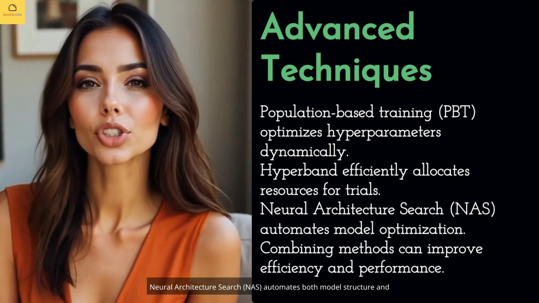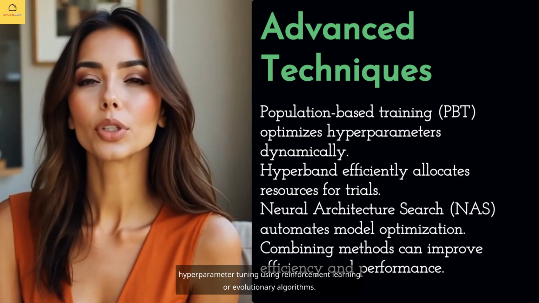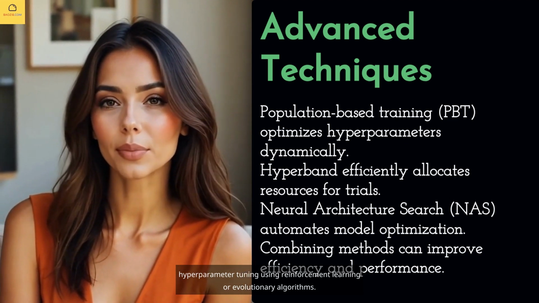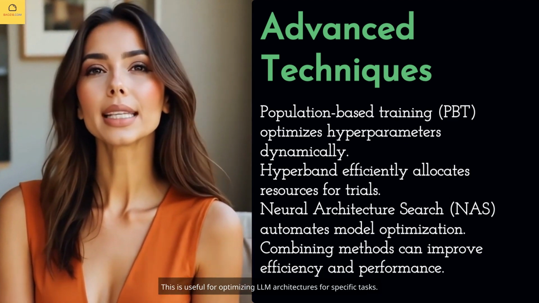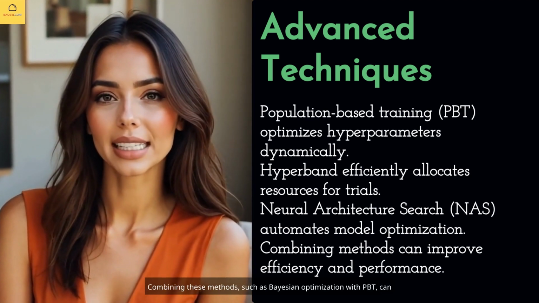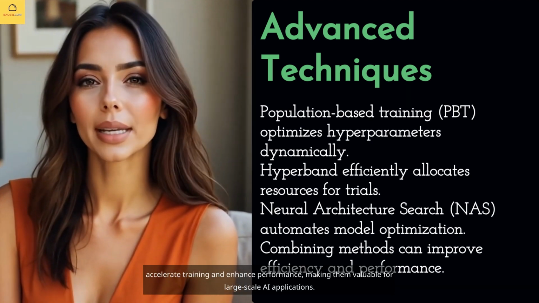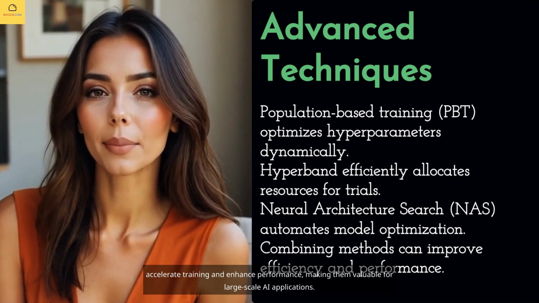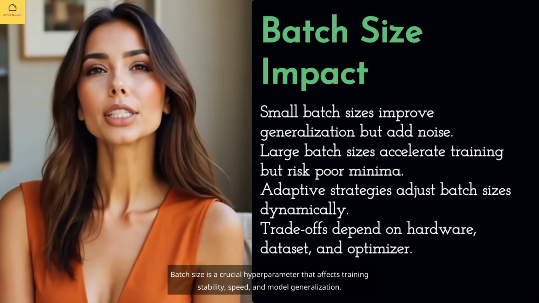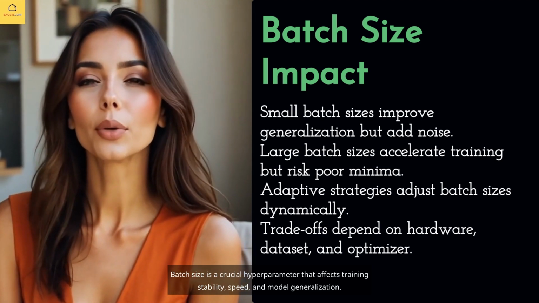Neural architecture search, NAS, automates both model structure and hyperparameter tuning using reinforcement learning or evolutionary algorithms. This is useful for optimizing LLM architectures for specific tasks. Combining these methods, such as Bayesian optimization with PBT, can accelerate training and enhance performance, making them valuable for large-scale AI applications. Batch size is a crucial hyperparameter that affects training stability, speed, and model generalization.